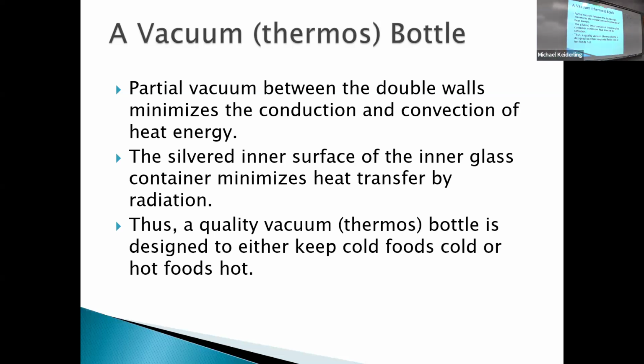But a quality vacuum or thermos bottle is designed to either keep cold foods cold or hot foods hot. And at the most extreme, you can use it to keep very, very cold things cold, like liquid helium. Or even colder things. Though if you're on colder than liquid helium, you need more layers involved.